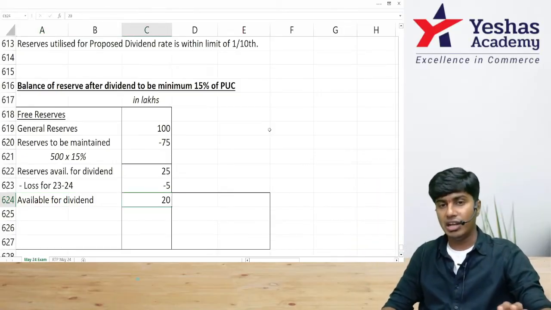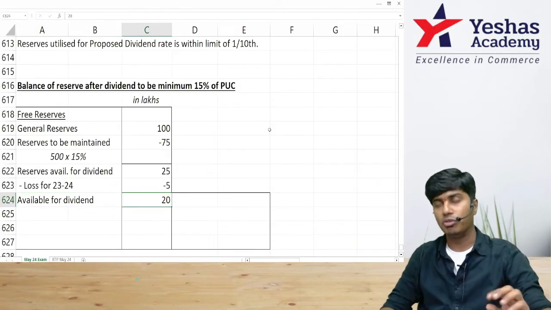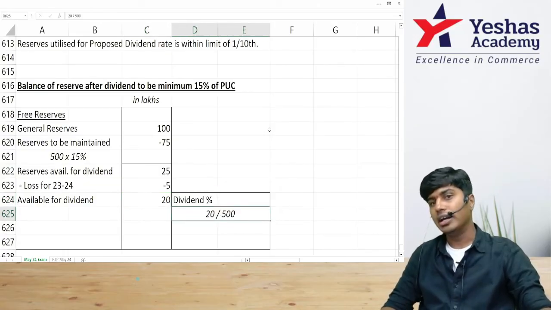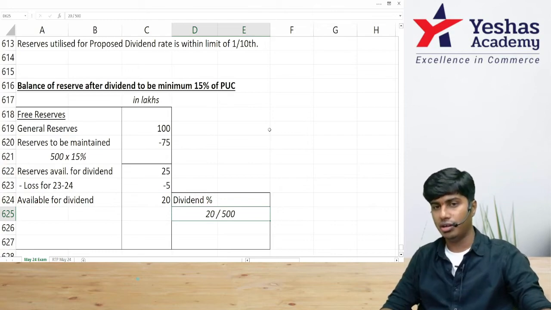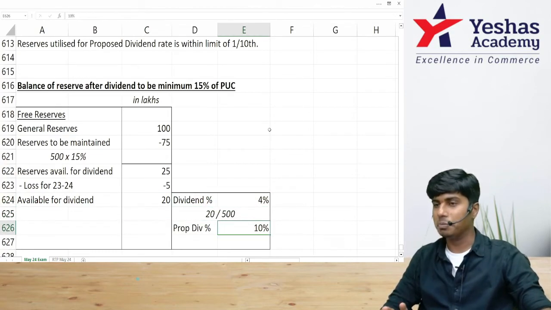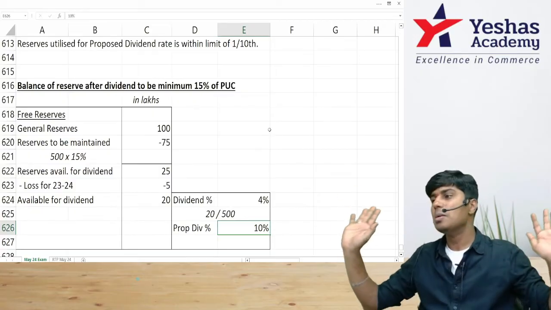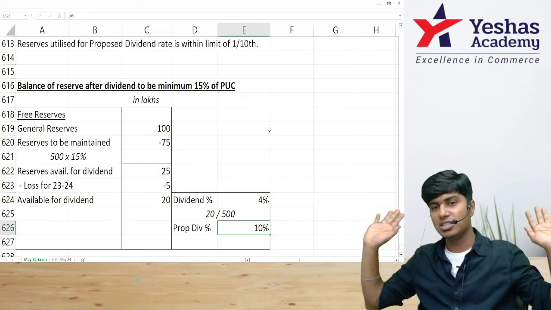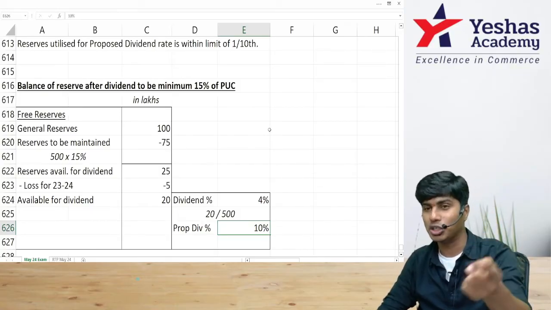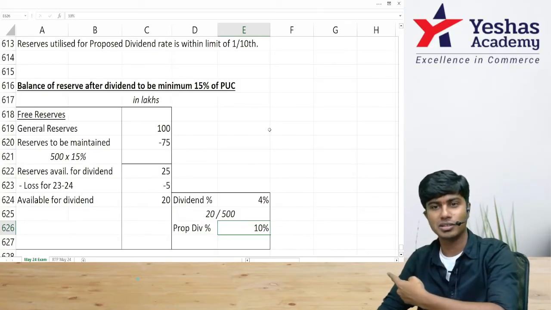If the dividend availability is 20 lakhs, for the equity capital of 500, rate of dividend is 20 by 500. 4%. But the dividend proposed is how much? 10%. Is it within the limit? No. Maximum declaration of dividend is 4%. If you remember our 21st question also is same answer, 4%.